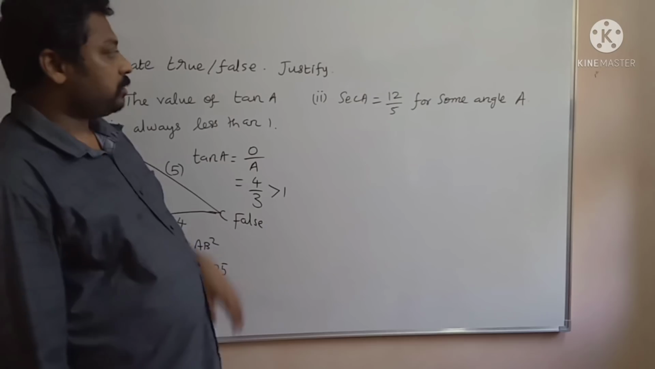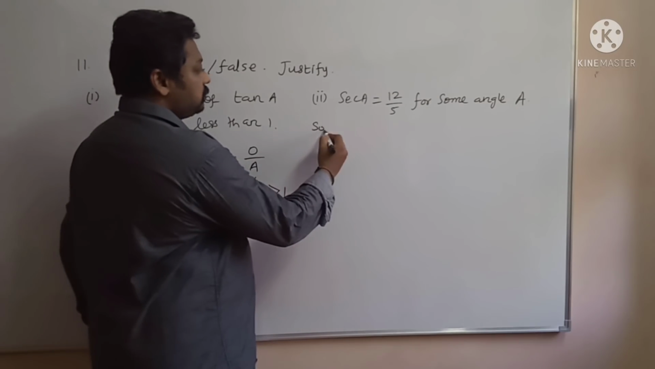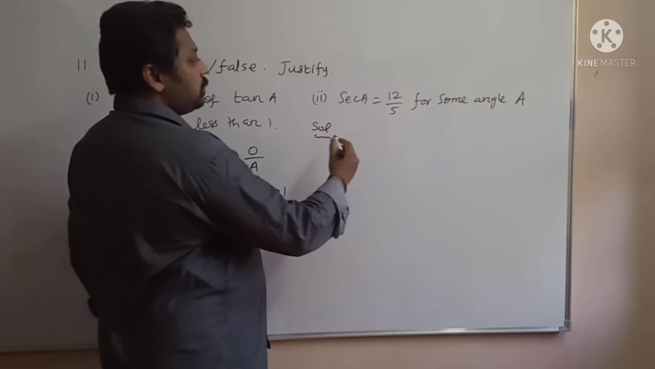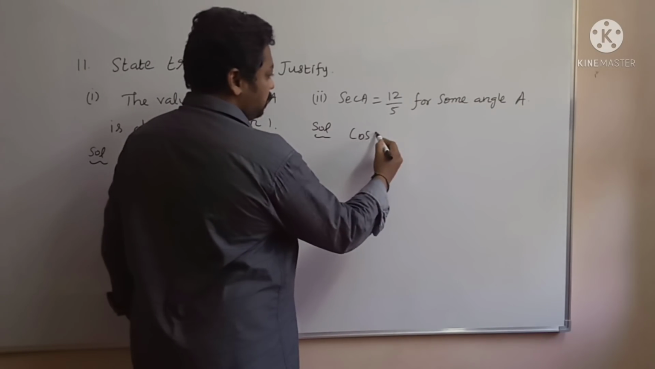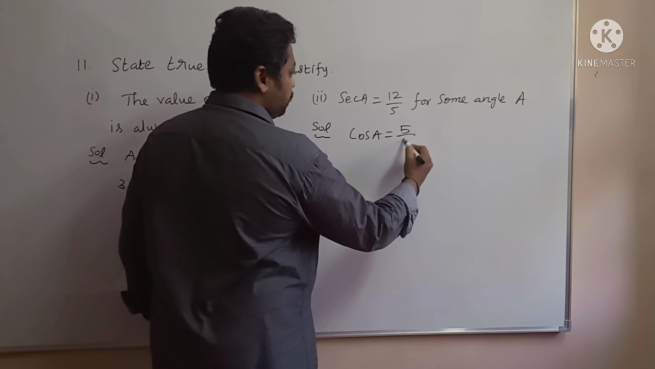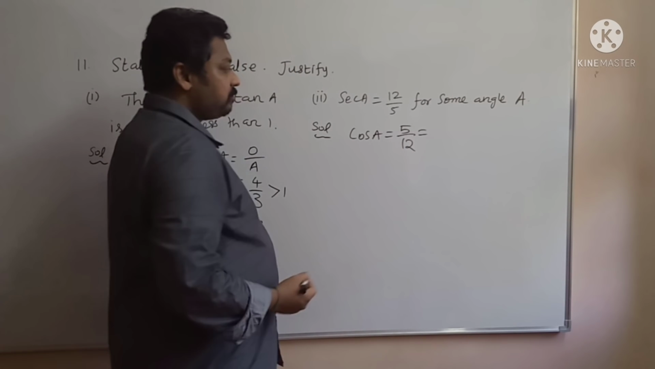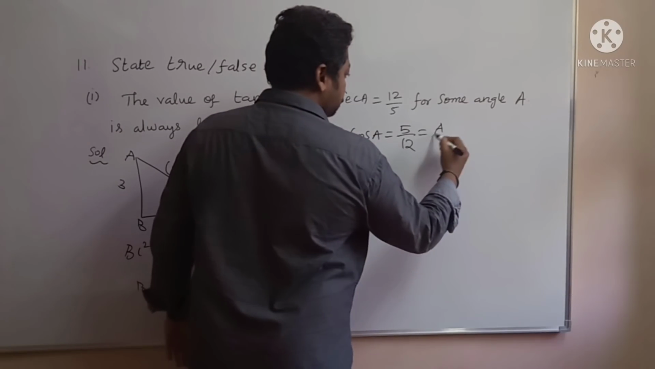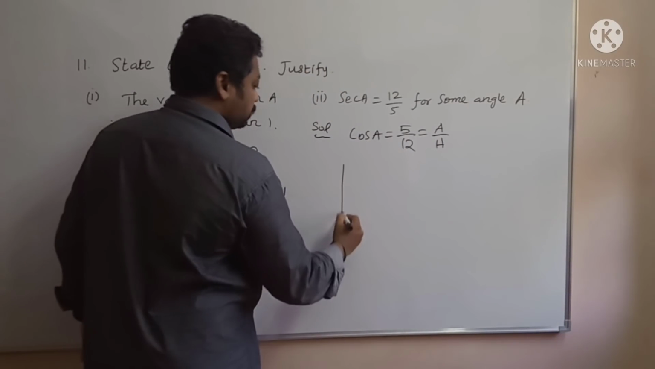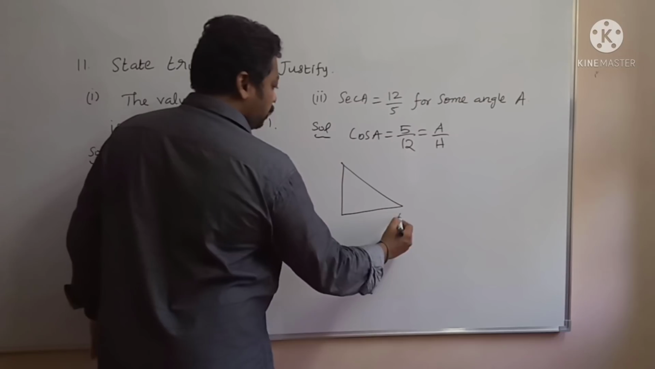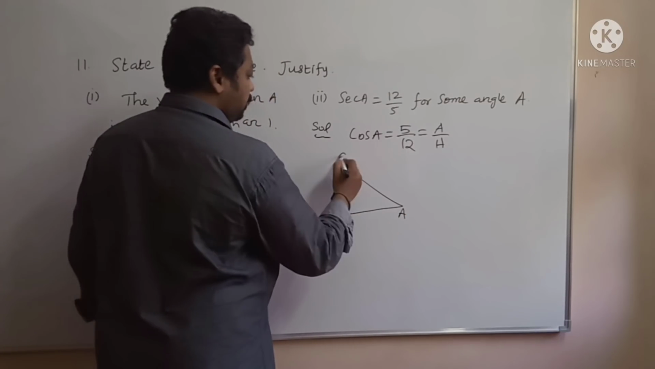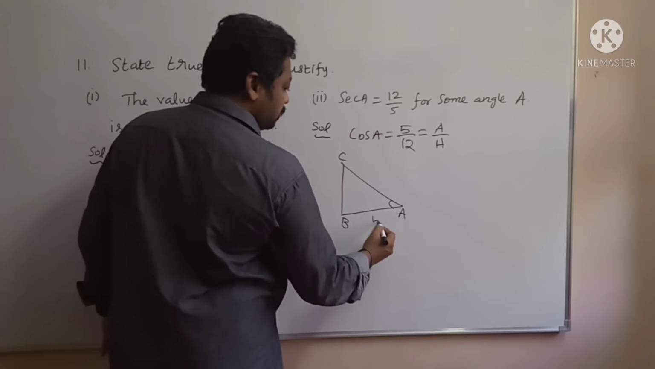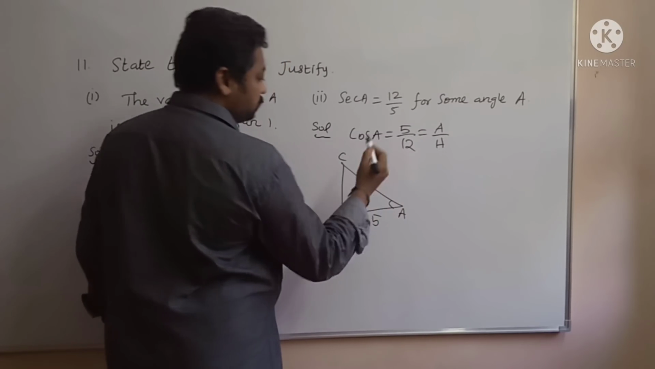Coming to the second Roman, secant A is given as 12 by 5 for some angle A. Secant A is 12 by 5 means what is cos A? So cos A is 5 by 12. What is the formula for cos A? It is adjacent side by hypotenuse. So draw a right angle triangle and let it be A, B and C. Cos A is adjacent side, that is 5, by hypotenuse 12.